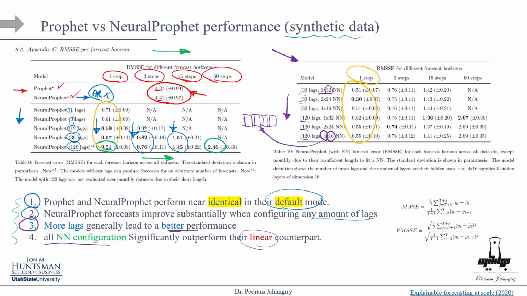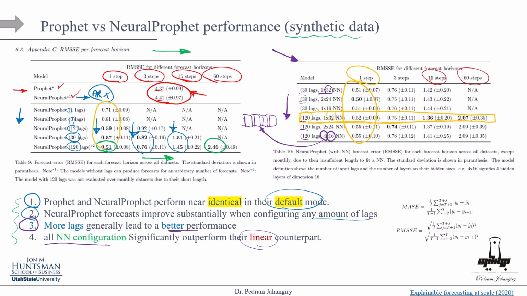So that's number one. And number two, it seems that as we make the network a little deeper, well, this is a little kind of mixed finding, right? So look at that. For a longer horizon, it seems that this is a balanced network, right? So we have only one hidden layer with 32 nodes and 120 lags. And this is outperforming the other combinations when it comes to 15 steps and 60 steps, right?